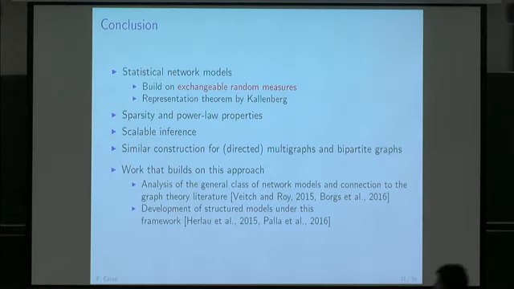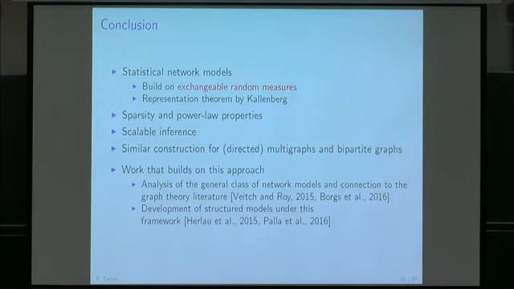Okay, so to conclude, we've been interested in developing some sort of novel class of statistical models that build on exchangeable random measures and draw the link with the representation theorem by Kallenberg. We focus in particular on some particular examples of models where we can have sparsity and power law properties and scalable inference. And we've got similar constructions for directed multigraphs and bipartite graphs.